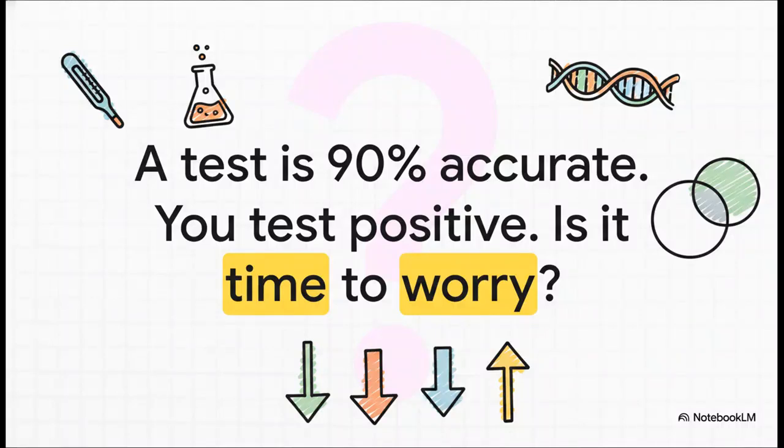So, picture this. You go for a medical test, right? It's 90% accurate, and you test positive. Now, what's your first reaction? You probably think, okay, there's a 90% chance I have this disease. Makes sense, right? Well, hold on, because our intuition is about to take a serious hit.